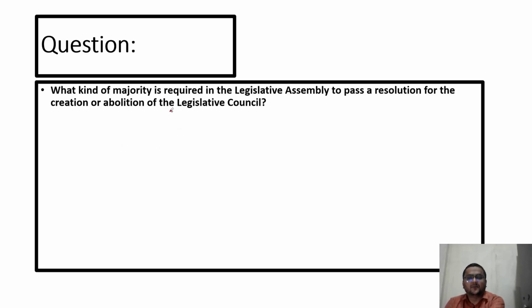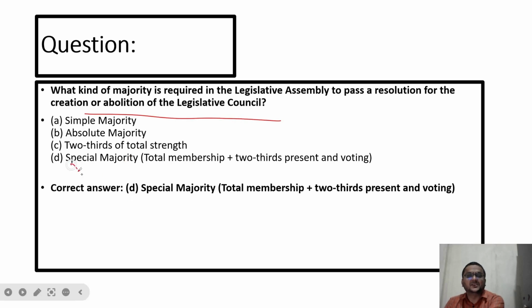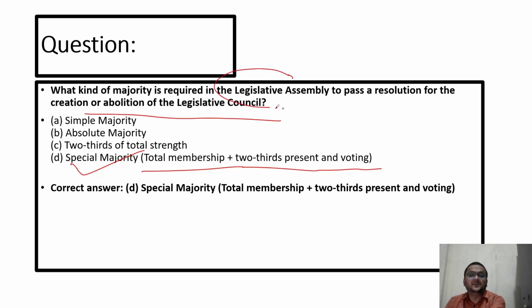Next question, what kind of majority is required in the Legislative Assembly to pass a resolution for creation or abolition of the Legislative Council? The correct answer is option D, special majority: total membership, and two-thirds of members present and voting. In Parliament, obviously, it is a simple majority.